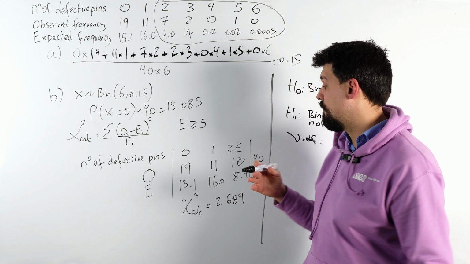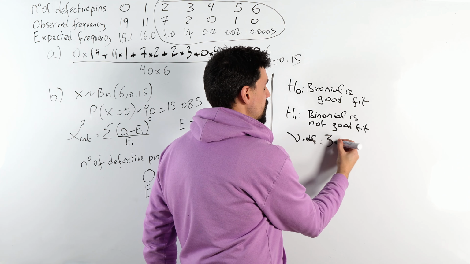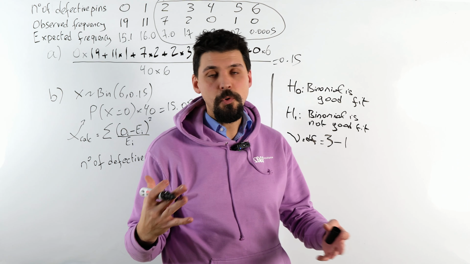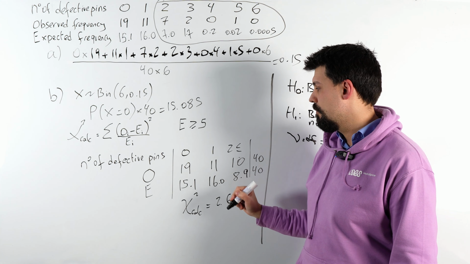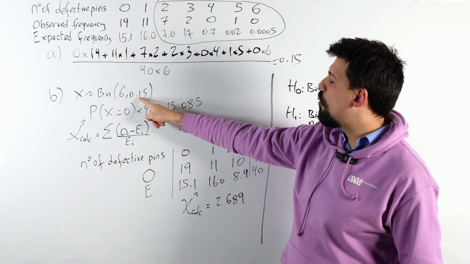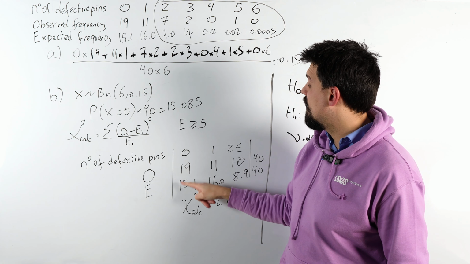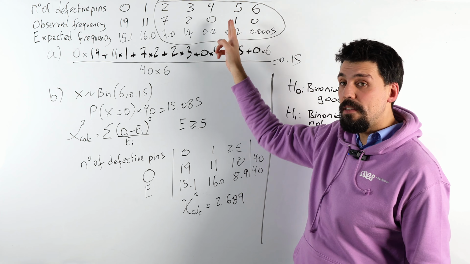Otherwise, I'm comparing two different things. So already, my degrees of freedom is 3 minus 1. I've already lost a degree of freedom. I can only choose two of these numbers. But we actually lose another one. Why? Where did this 0.15 I used to calculate these from? Well, it came from this data.